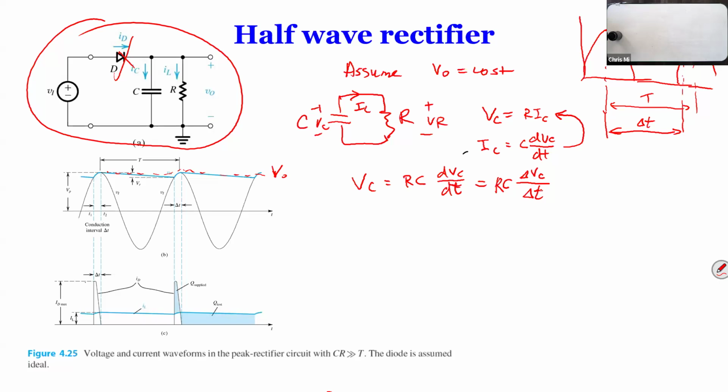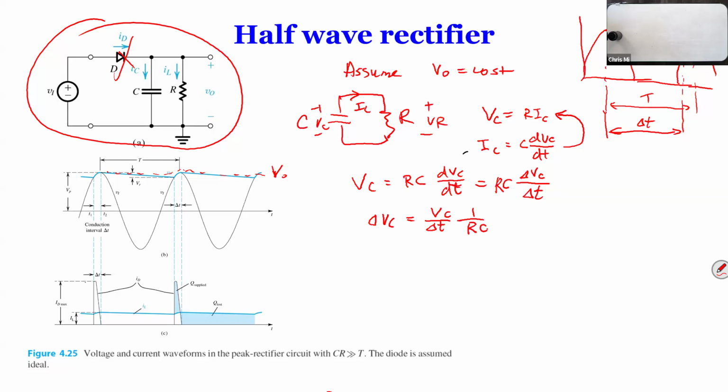It's actually not linear, by the way, but if you do the simulation or the mathematical calculation, you'll find that this error is not that big, especially when C is big. So when you do this, you find that VC is RC delta C over delta T, so I can find that delta C is equal to VC over delta T divided by 1 over RC.